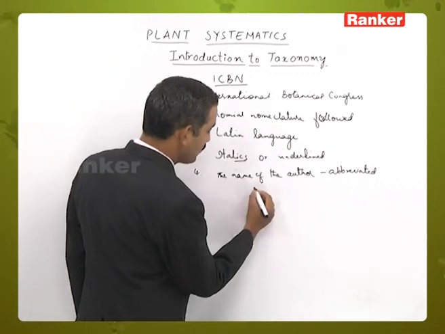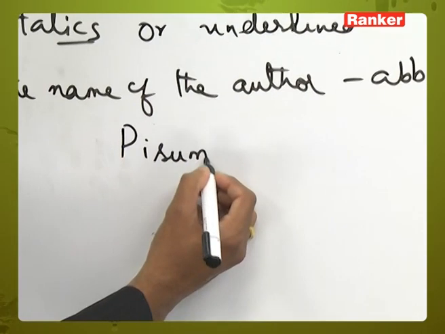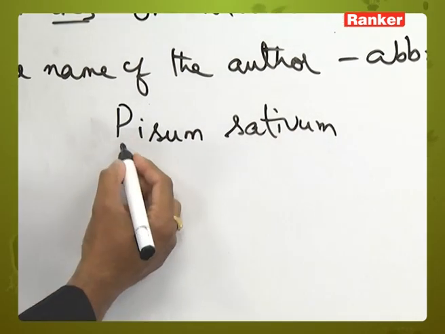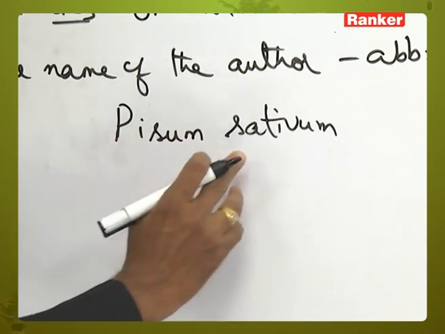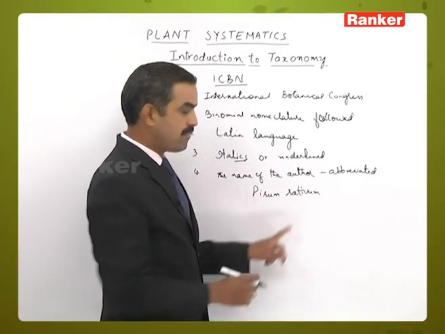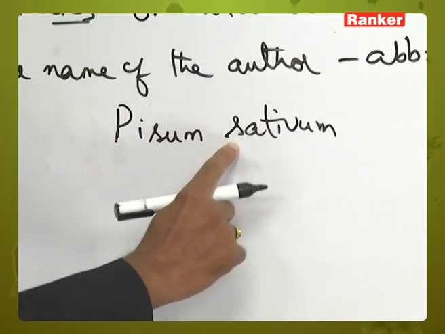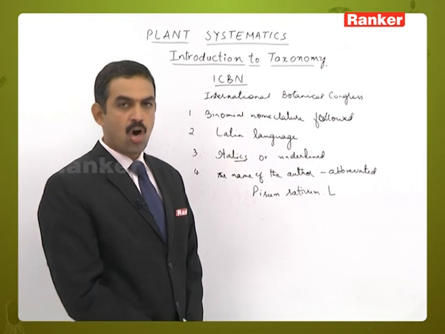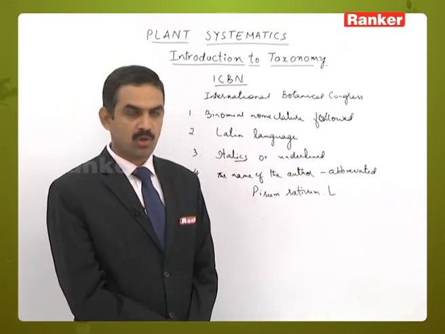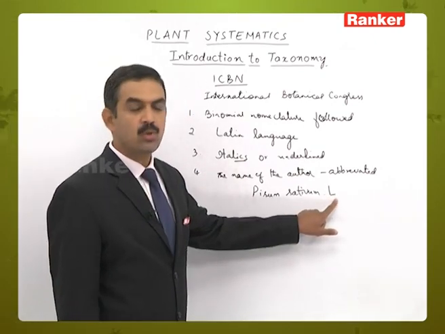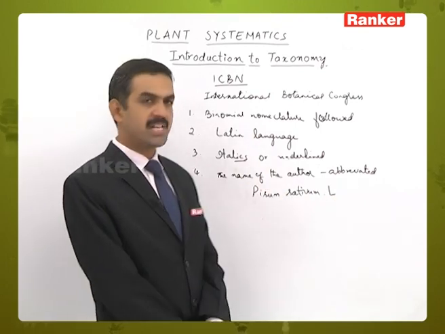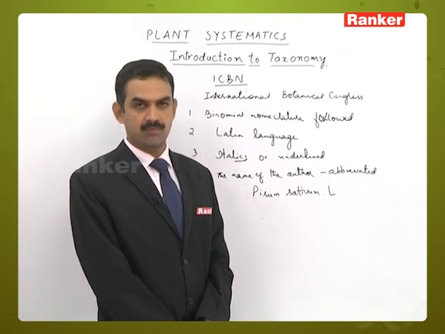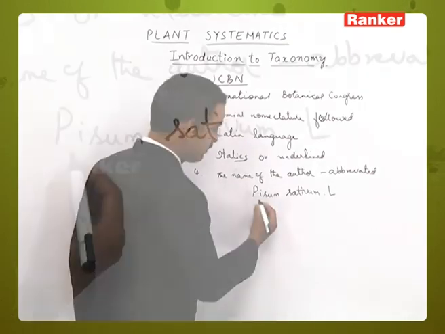For example, let us take Pisum sativum. Here Pisum is a genus name and it is starting with a capital letter, and sativum is the species name, starting with a small s, and we write L, capital L or Linn. That shows that L means Linnaeus. So he is the first person to identify this Pisum sativum plant and describe this plant. That is why the name of that author has been abbreviated at the end of the scientific name.